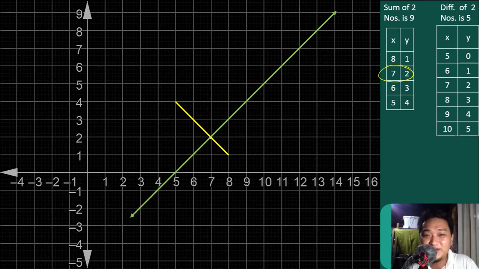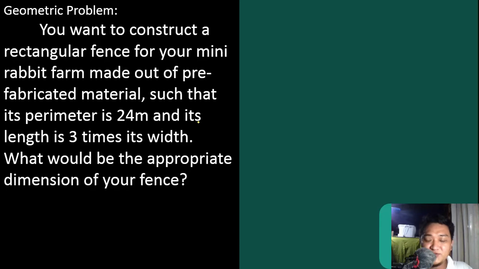So, the ordered pair here, somewhere here, that is 7, 2. Meaning, 7 plus 2 is 9, and 7 minus 2 is 5. This ordered pair solves the problem. Now, ano naman yung kahalagahan kung bakit natin pinapakita yung graph ng systems? Kasi sa systems, when you put it into graph, kung saan sila nag-intersect, yun yung solution nung problem. Okay po? Let us try to have another example.